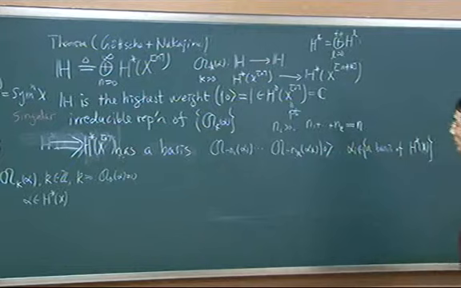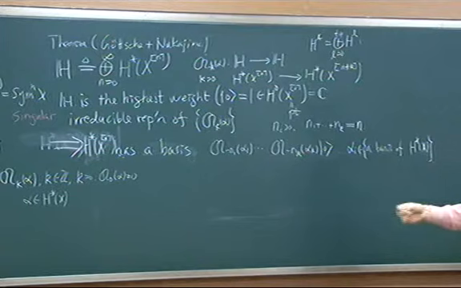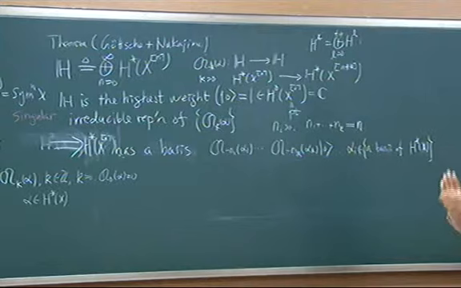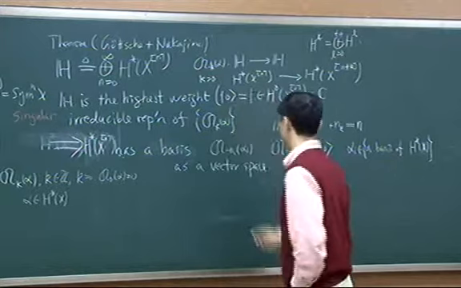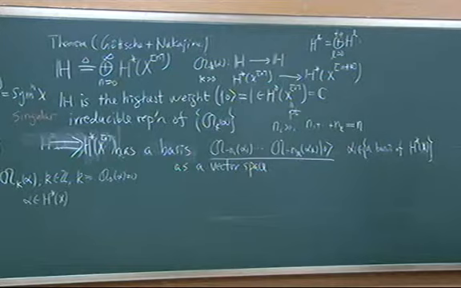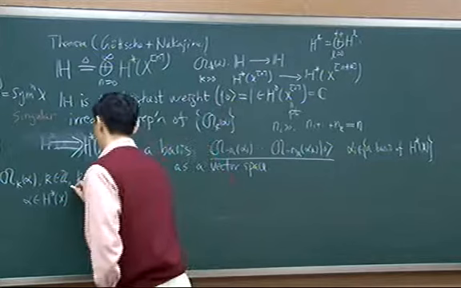Okay, so I can say the following thing. Nakajima's work together with Grojnowski gives us the additive structure of the cohomology, which means we know the basis of the cohomology as a vector space. So this will be the basis. Okay, so now I want to study the cohomology ring.